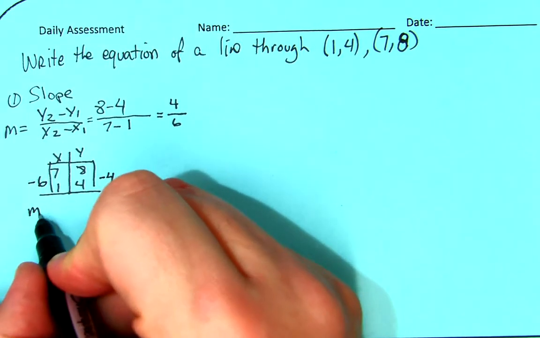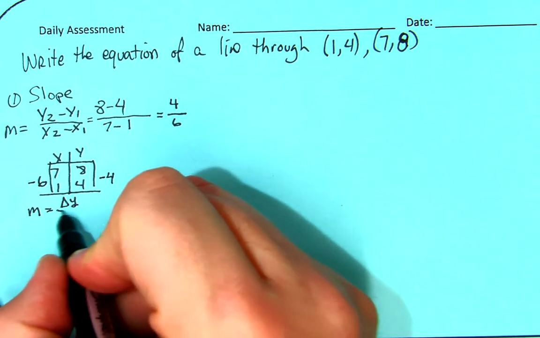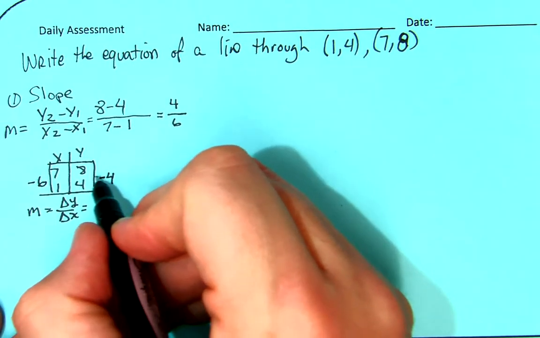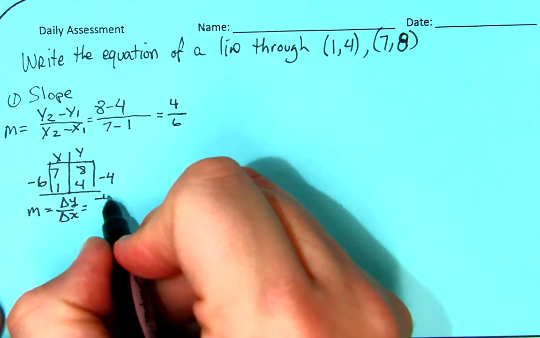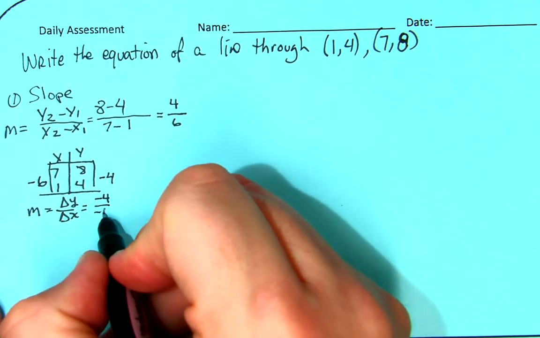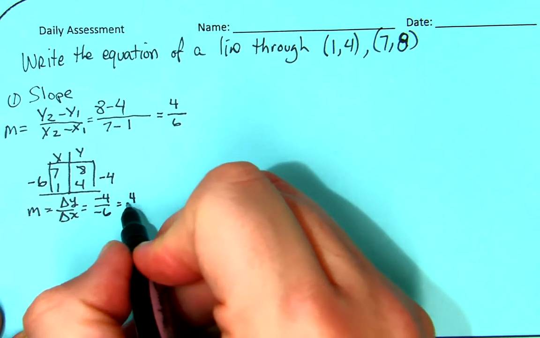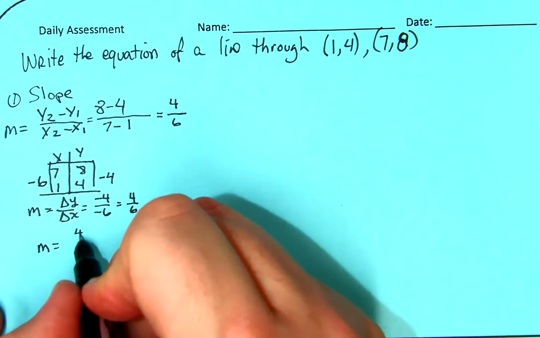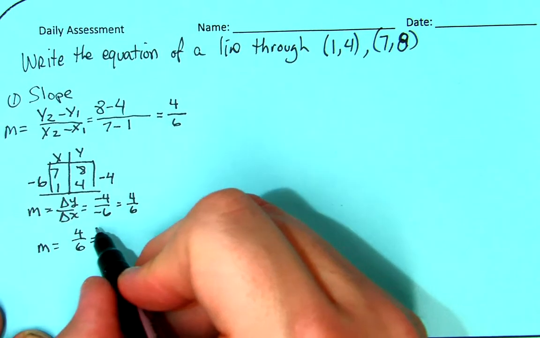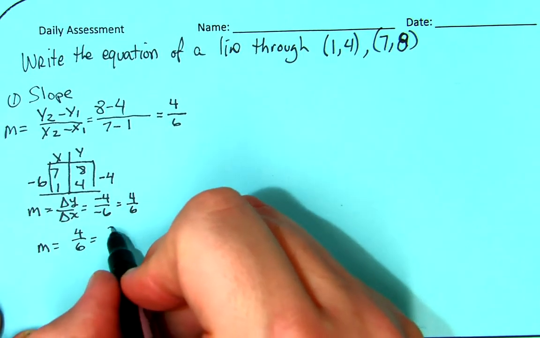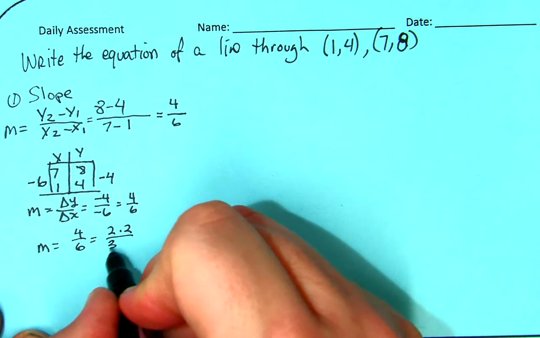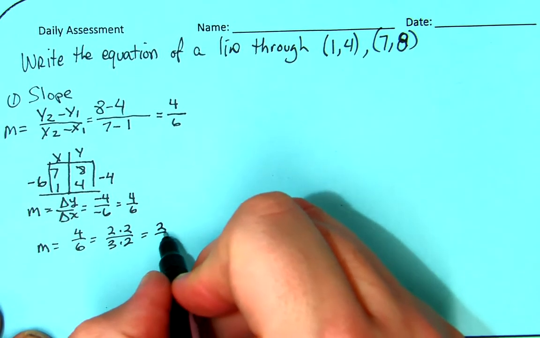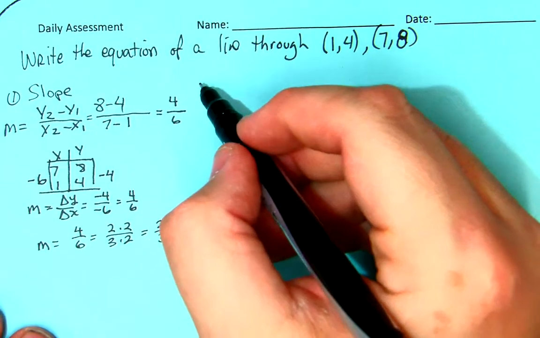So my slope is going to be the change in y, the difference in y, over the change in x, the difference in x. The change in y was a negative 4. The change in x was a negative 6, which is equal to 4/6. Now, since I determined that my slope is 4/6, to make things easier for us, we can reduce this. 4 is 2 times 2, 6 is 3 times 2. The 2's divide out, and we are left with 2/3. So, we got our slope.